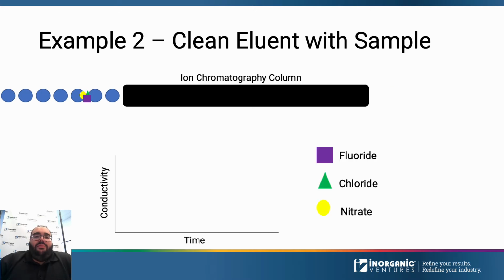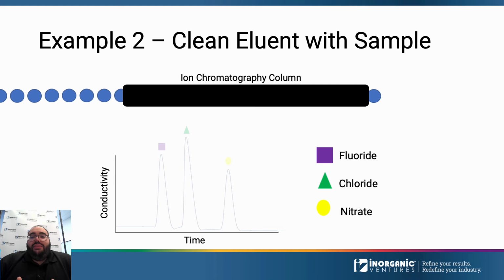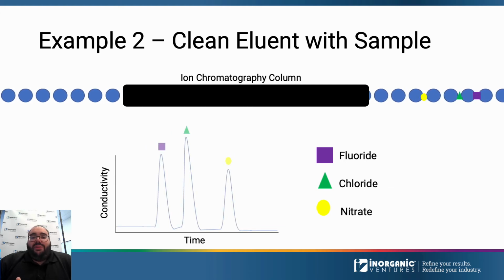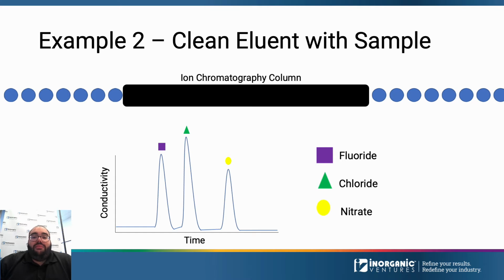Our next example will show a system with clean eluent running a sample containing fluoride, chloride, and nitrate. You'll see the sample enter the column at the same time and elute separate from each other. So you're looking for the purple square, the green triangle, and the yellow circle representing fluoride, chloride, and nitrate respectively.